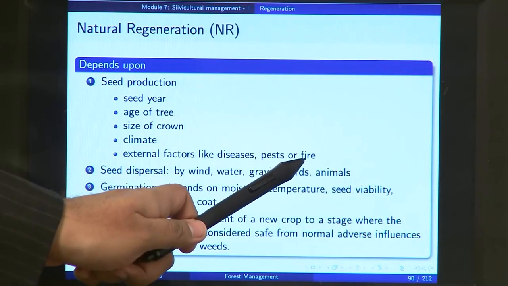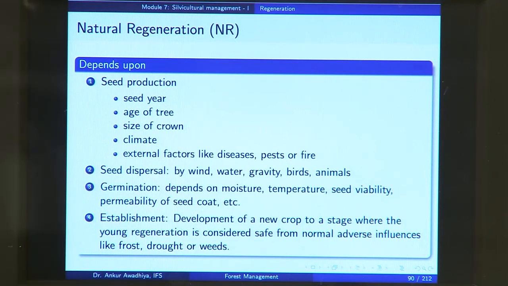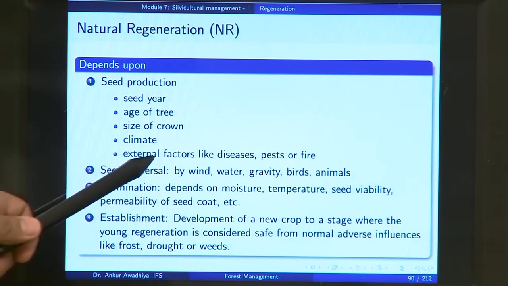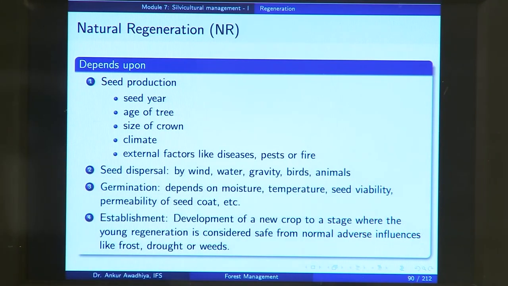It also depends on fire. So, if you have a forest that has recently been exposed to a forest fire, then typically your trees will not be in a very good condition to produce seeds. Now, natural regeneration also depends on seed dispersal by wind, water, gravity, birds and animals.